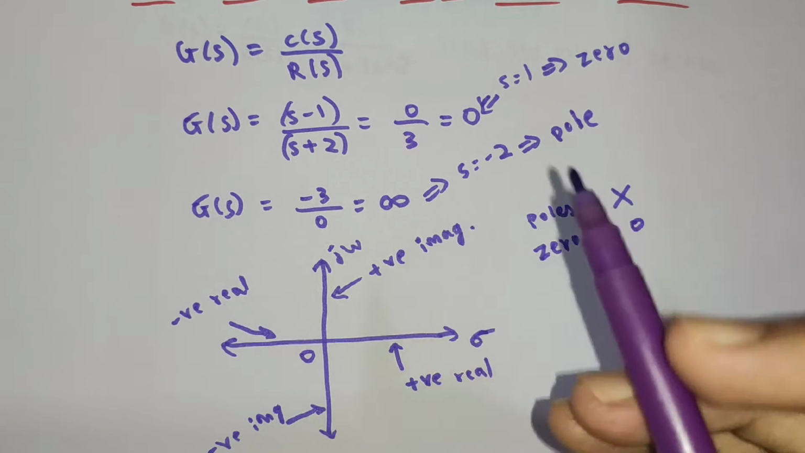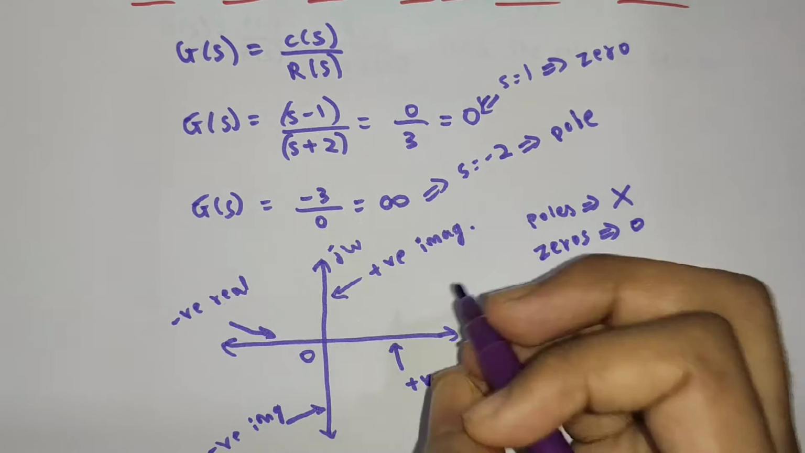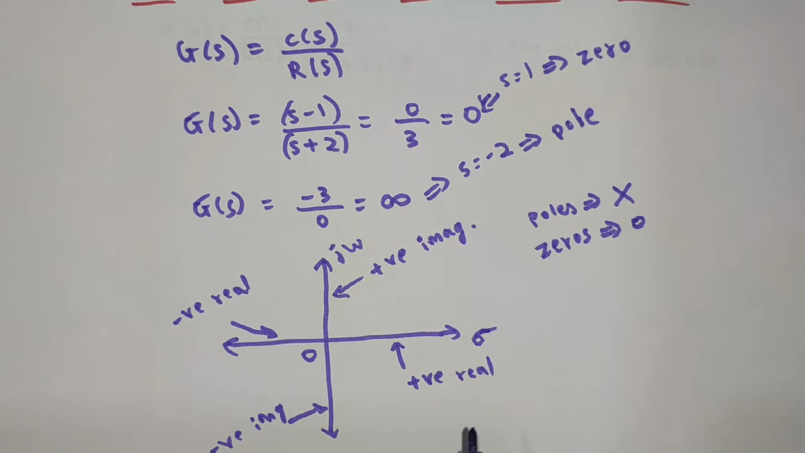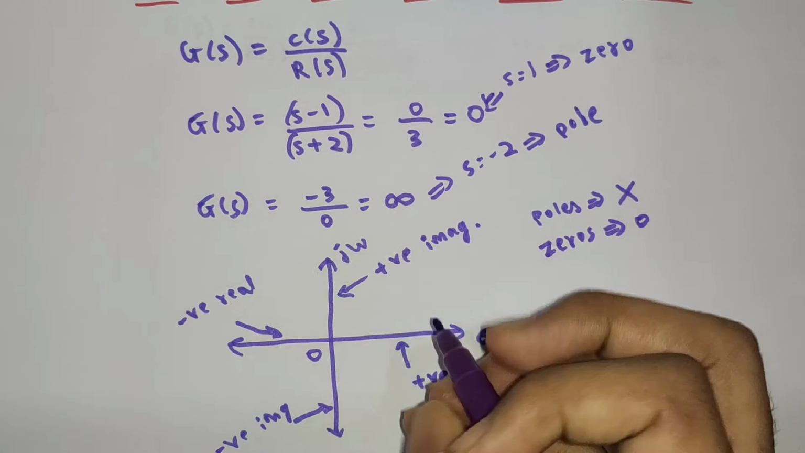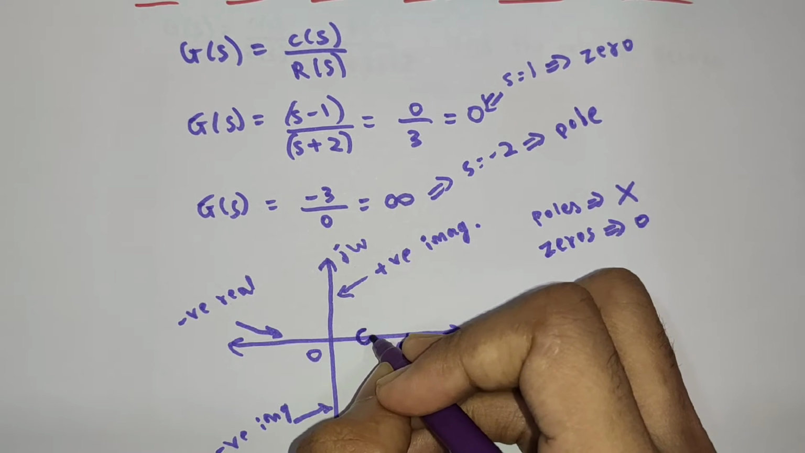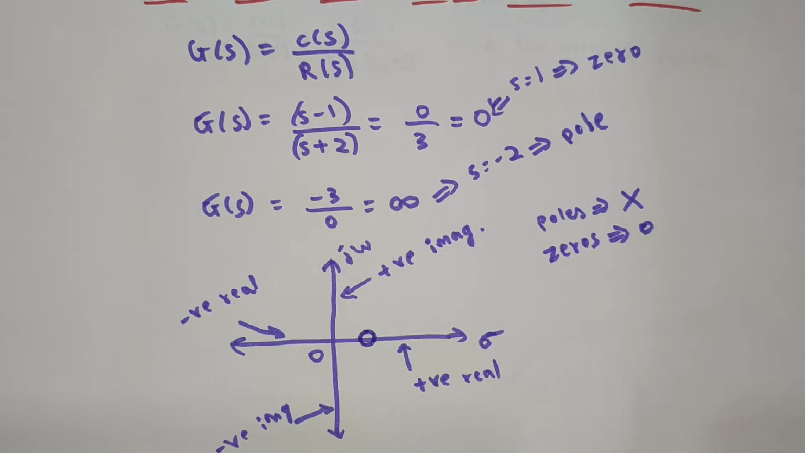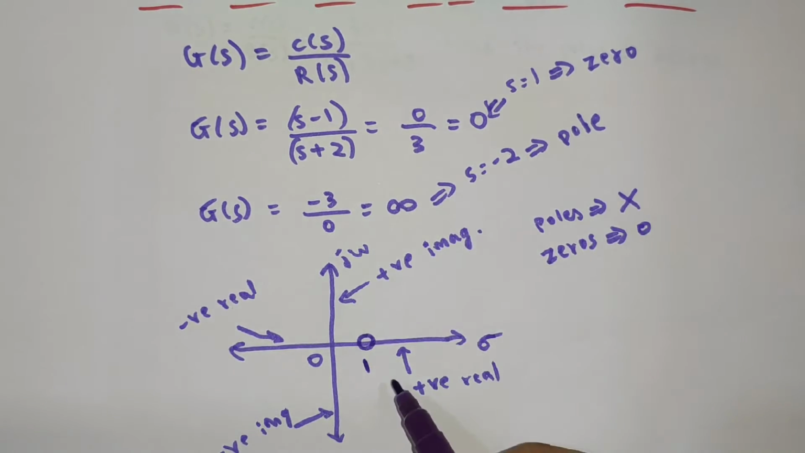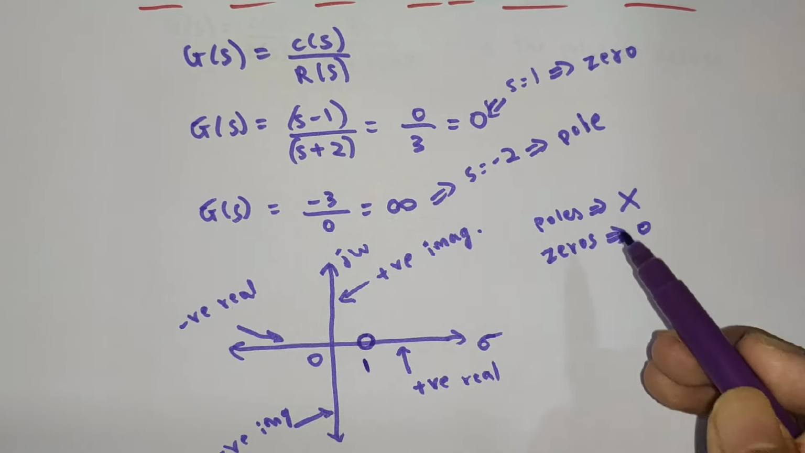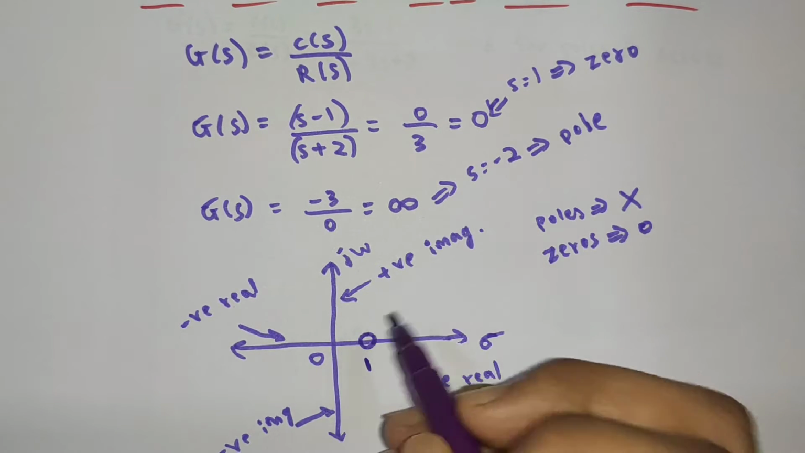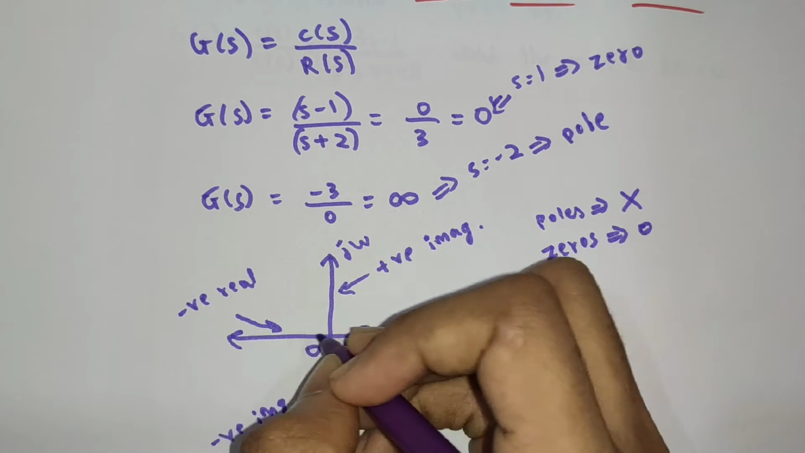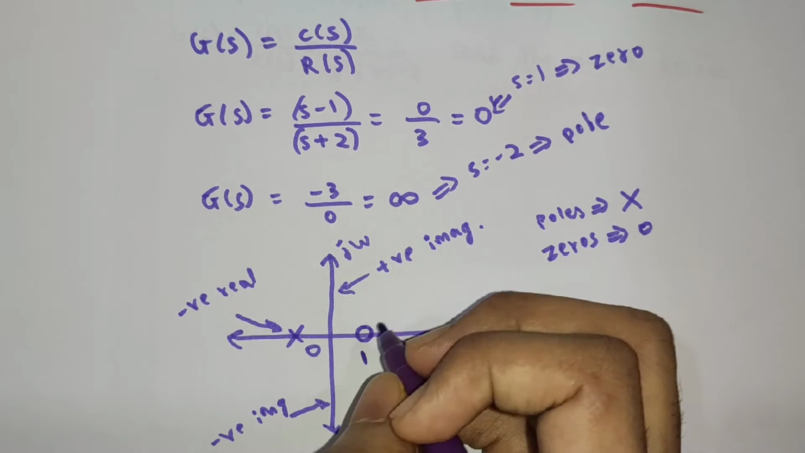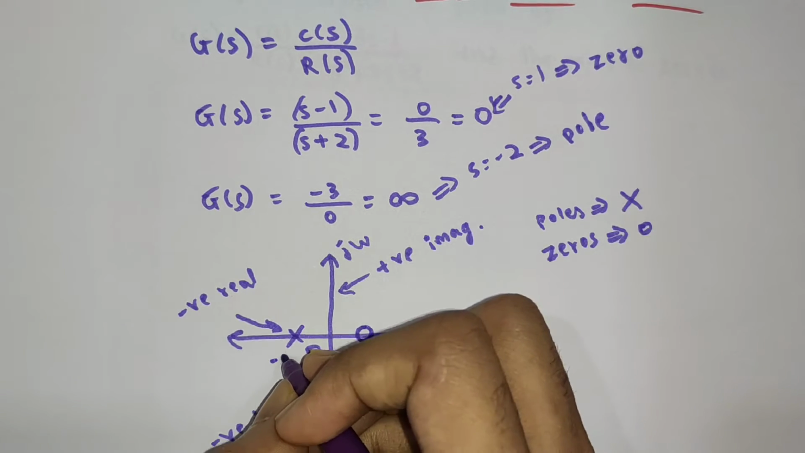So here s = 1 is a zero, and it is a real number, so it will come to the right-hand side of the origin. The symbol we have written is o, or you can call it a 0, and here we are going to mark it 1. And the pole is again a real number, but it is negative, so it will come to the left of the origin, and let's mark it with the symbol of the pole, and we will write here -2.